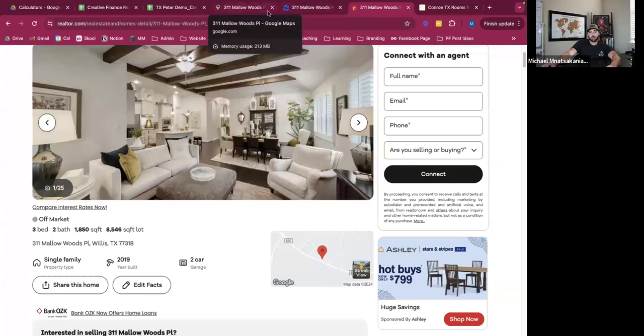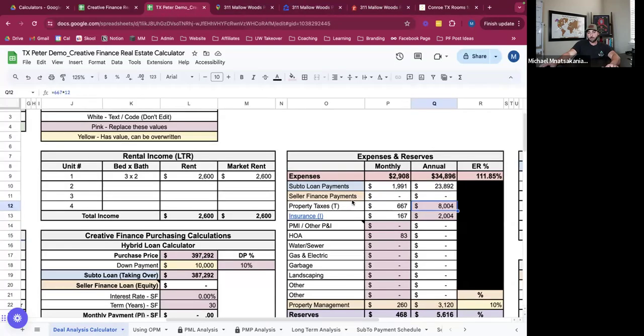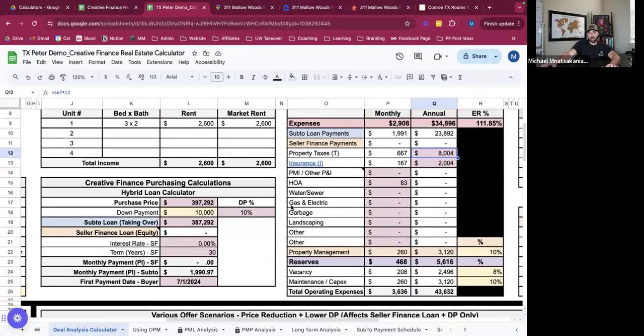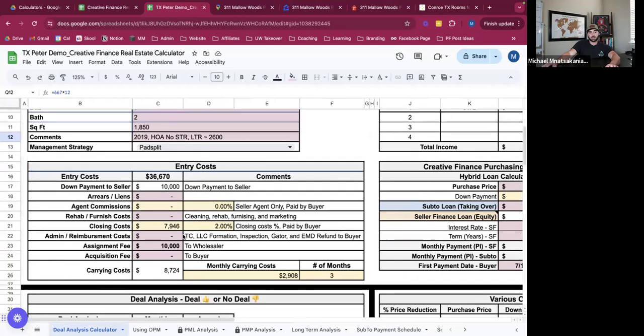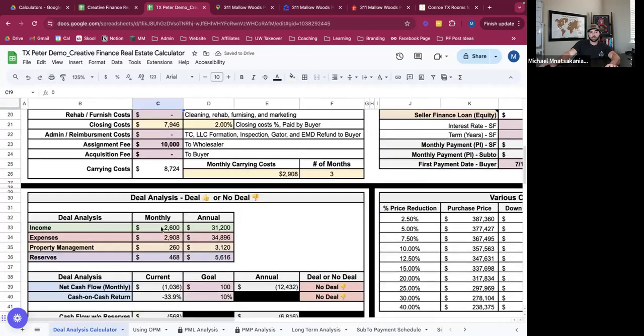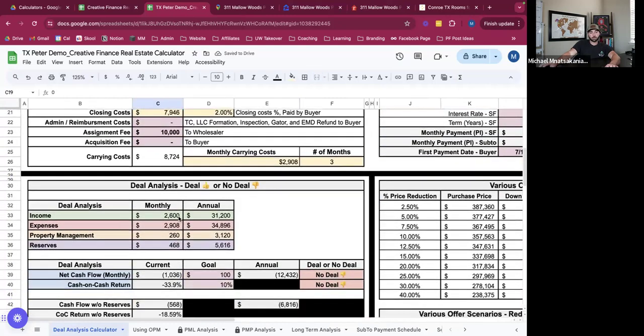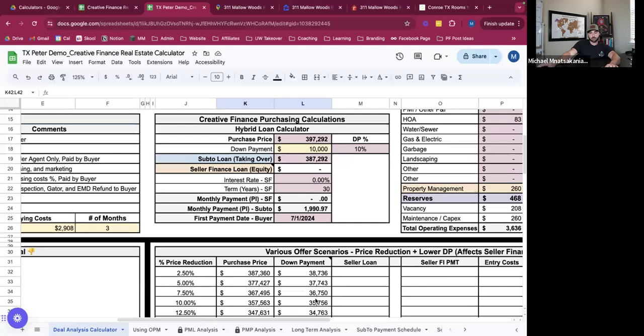Let's now look at what the terms look like based on the long-term rental estimates. So we have our income, our debt info, our expenses, and all you really need is your income minus your expenses and your entry costs to see how good of a deal this is. Oh, whoops, we're going to change this to long-term rent. Okay, so our income 2,600, our expenses 2,908. Why does that happen? Why are the expenses so high?